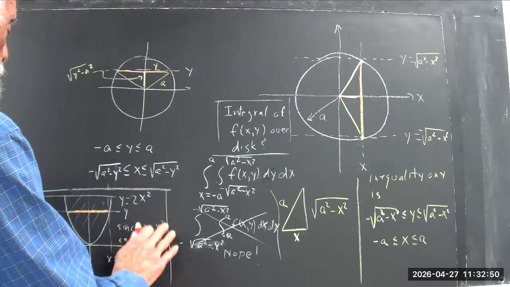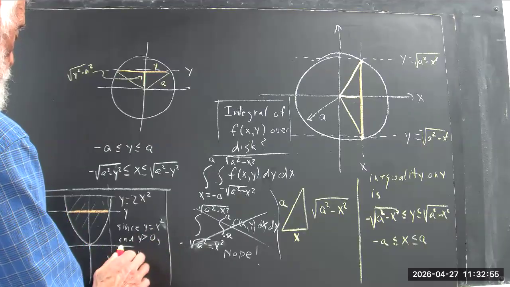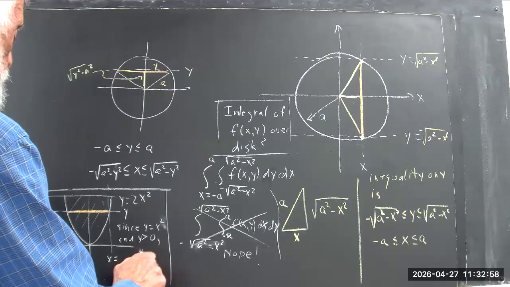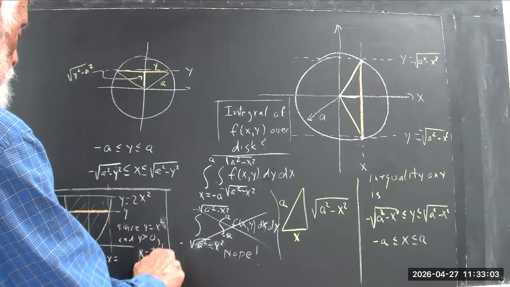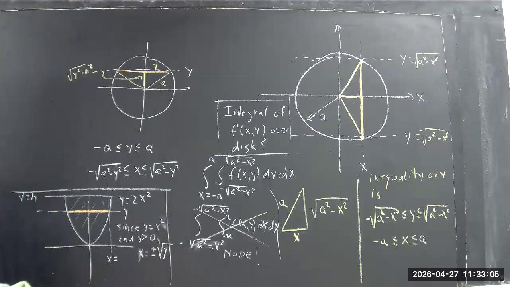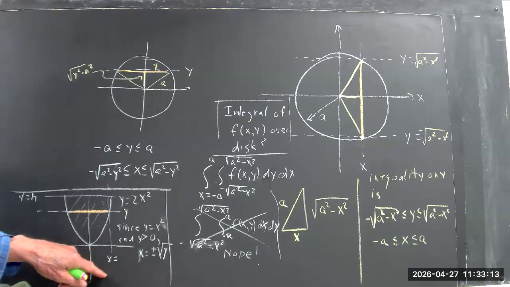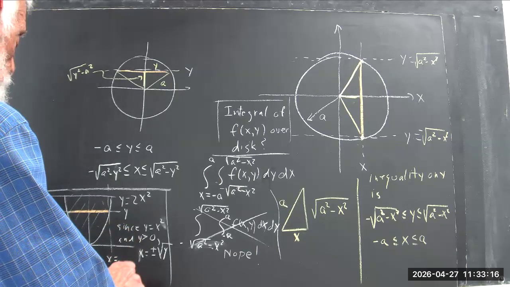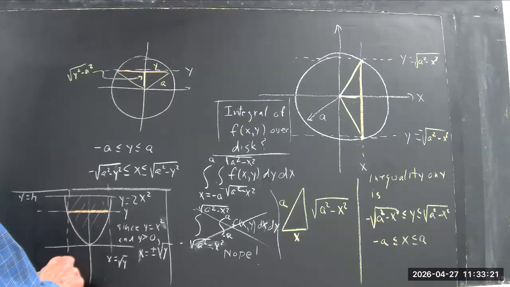Since y equals x squared and y is greater than 0, x equals plus or minus the square root of y. Now, since x is positive on this side, we're going to choose the positive square root of y. And of course, we have an x over here. It's equal to the negative square root of y.